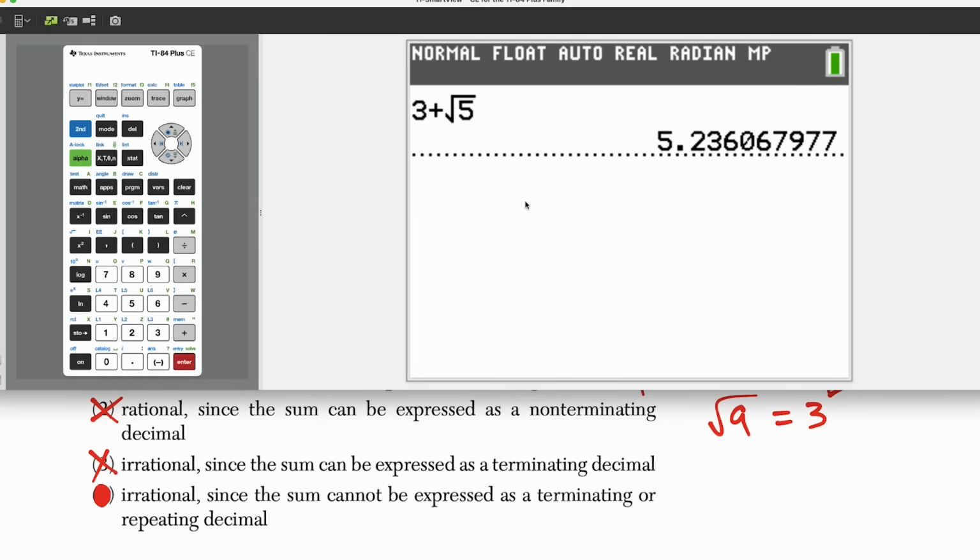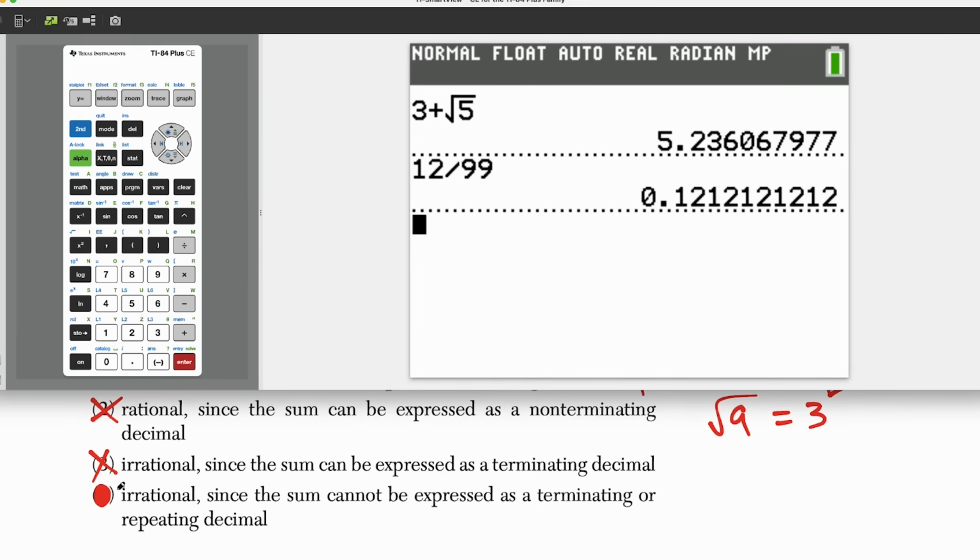Okay. If you have an infinite or non-terminating decimal, that doesn't automatically mean your number is irrational. If I had something like 12 over 99, notice it's a fraction of two integers. And if I press enter, I get a repeating decimal here. Okay, so repeating decimals are fine, which is why 4 is really good.